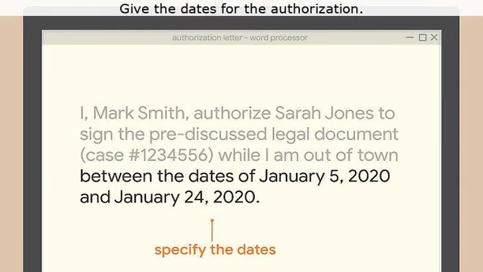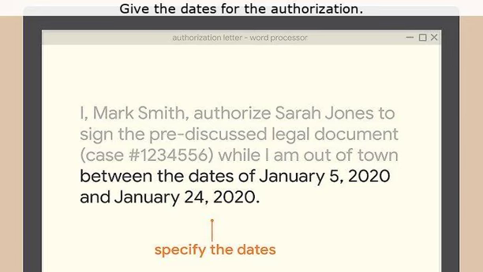Step 4. Give the dates for the authorization. Specify when this authorization is in effect. Give the beginning and ending dates. For example, you might write, "The proxy has authorization to make medical decisions for my child while staying at, address, from September 1, 2015 to September 15, 2015."